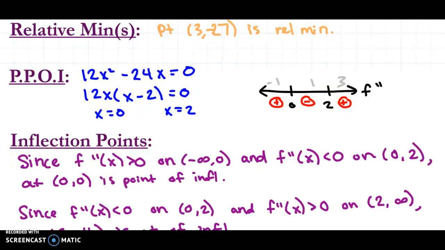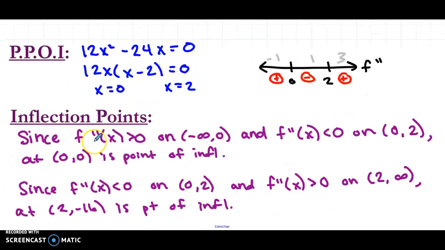So, derivative speak. Since f double prime of x is greater than 0 on -infinity to 0, and f double prime of x is less than 0 on 0 to 2, at 0, 0 is a point of inflection. Since f double prime of x is less than 0 on 0 to 2, and f double prime of x is greater than 0 on 2 to infinity, at 2, negative 16 is a point of inflection.